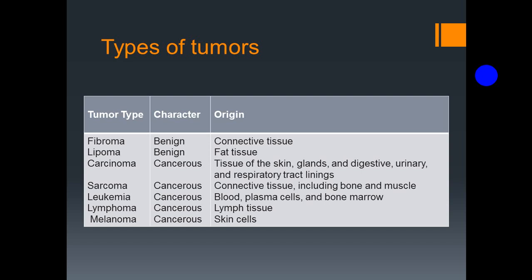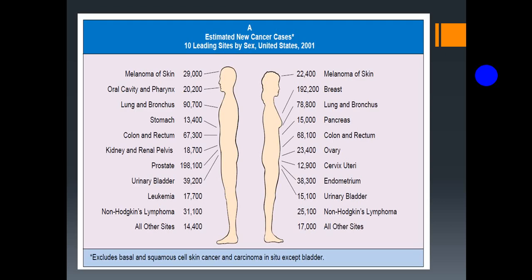when we talk about leukemia, we know that the blood is the origin of this tumor, plasma cells and bone marrow also. And we know it's a malignant tumor, not a benign one. Lymphoma is cancerous in character, lymph tissue in origin. Melanoma is cancerous in character and skin cell in origin.